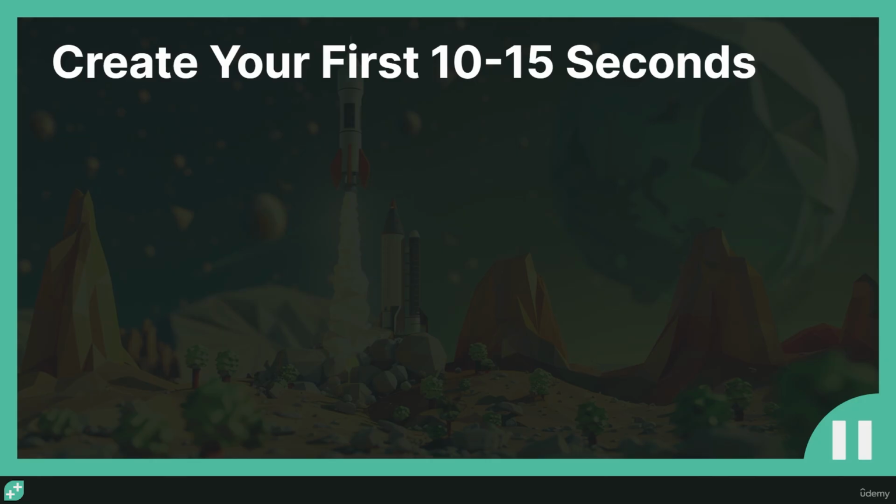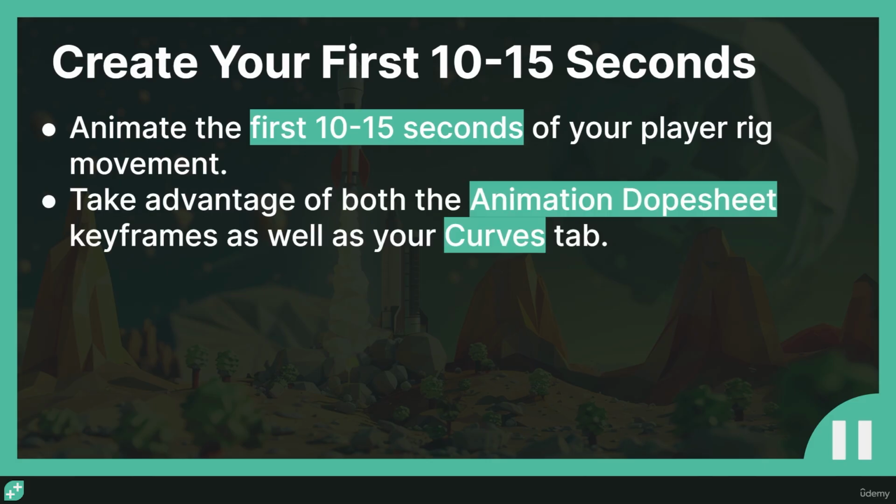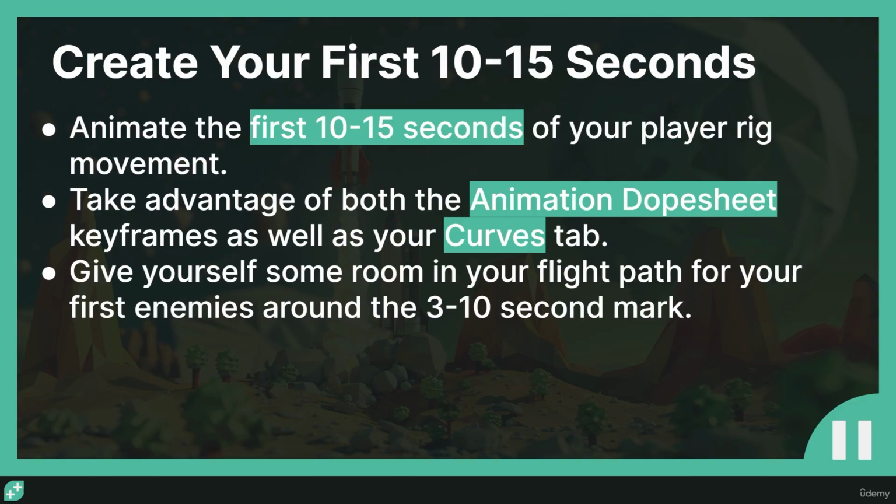Which will introduce you to this lecture's challenge. Animate the first 10 to 15 seconds of your player rig movement. Let's take advantage of both the animation dope sheet, modifying and adjusting your keyframes, as well as your curves tab. Give yourself some room in your flight path for your first enemies around the 3 to 10 second mark. You don't need to follow exactly what I'm doing. Just make sure that with a combination of your player flight path with your terrain, you'll have some room to fly some enemies in the next few lectures.